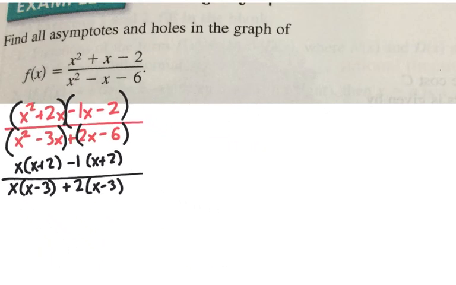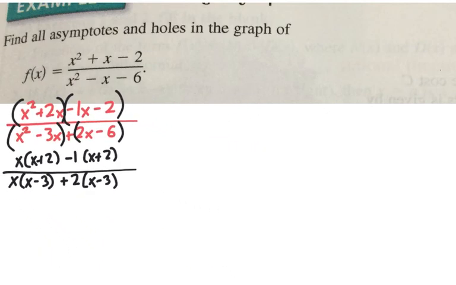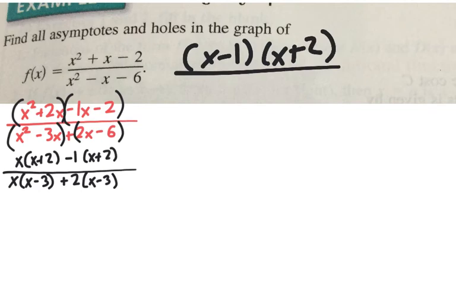So both of these worked. So the factored form would be what's in front of the parentheses times the matching parentheses. So I have x minus 1 times x plus 2 over x plus 2 times x minus 3.